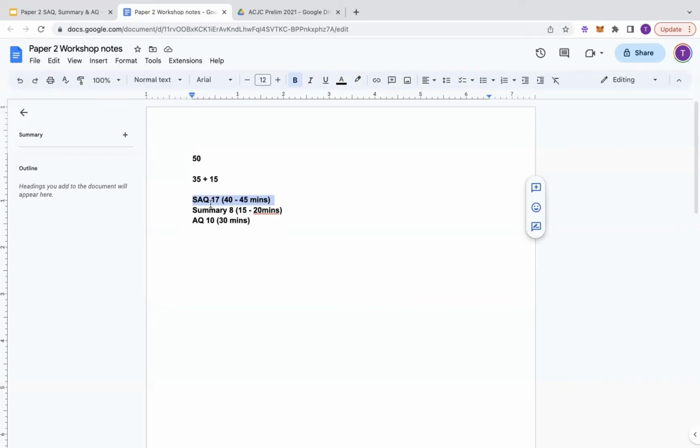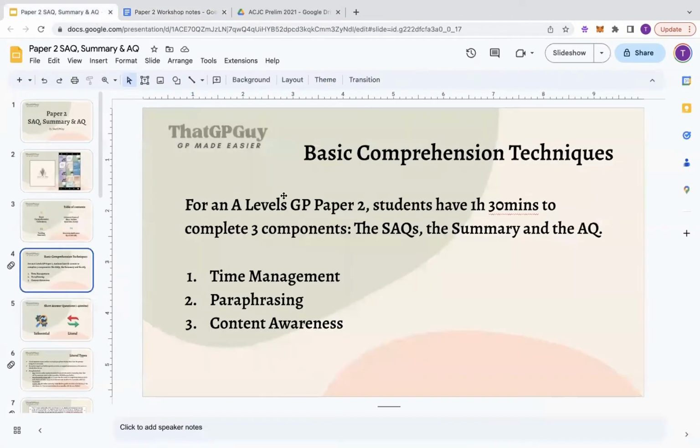Even if you're not doing well for SAQ, it's fine. By the 45th, 50th minute mark, you should move on already, because if you don't do well for the first component, at the very least, don't sacrifice the other two components. You don't want to lose your marks for the whole paper overall. So make sure that you have enough time set aside for each component of paper 2 so that you don't compromise your individual segments. So that's basically what I mean by time management.